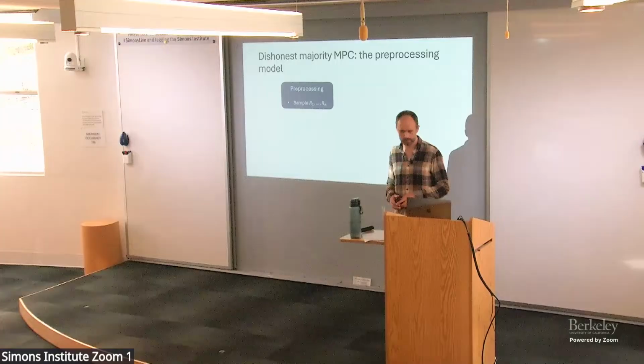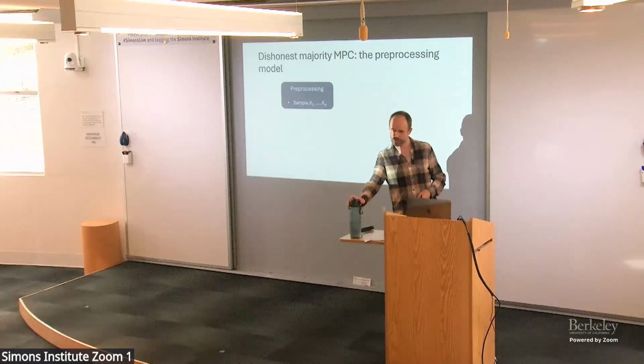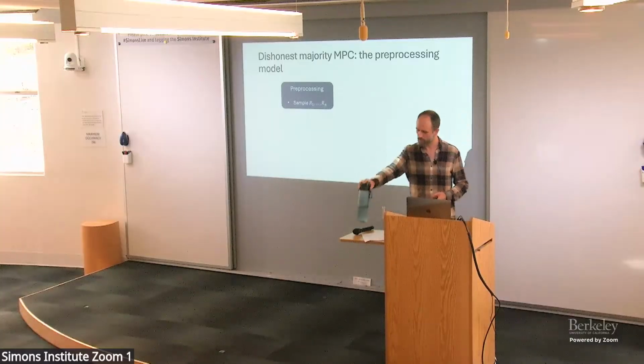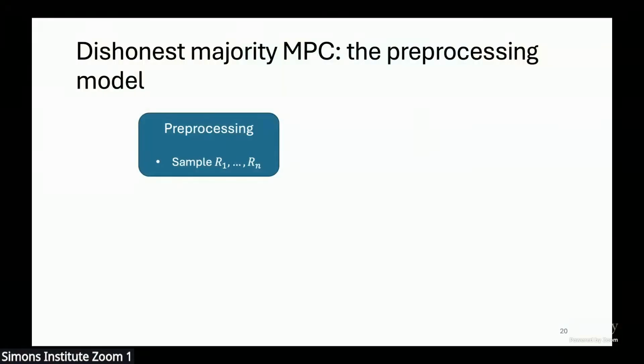Okay, so now let's move to the dishonest majority setting. I said before, dishonest majority MPC requires computational assumptions. It's impossible to do it without them. Now I'm going to cheat a little bit and say, let's do some dishonest majority MPC, but without any computational assumptions. And how do we do this?